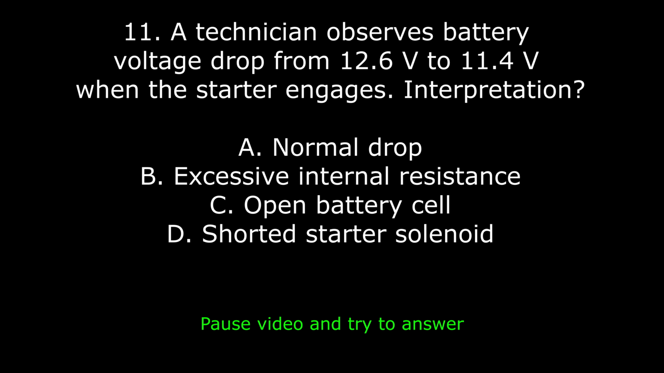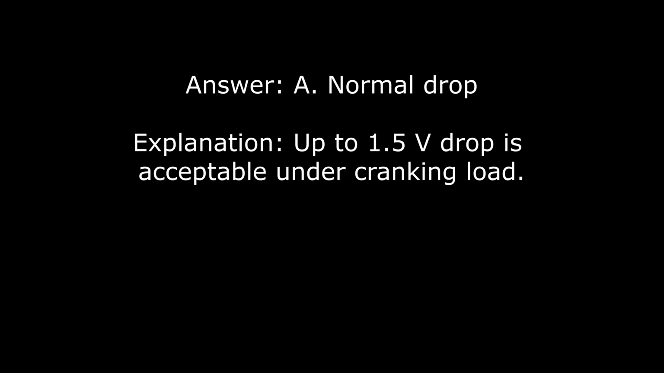11. A technician observes battery voltage drop from 12.6 volts to 11.4 volts when the starter engages. Interpretation: A. Normal drop. B. Excessive internal resistance. C. Open battery cell. D. Shorted starter solenoid. Answer: A. Normal drop. Explanation: up to 1.5 volt drop is acceptable under cranking load.